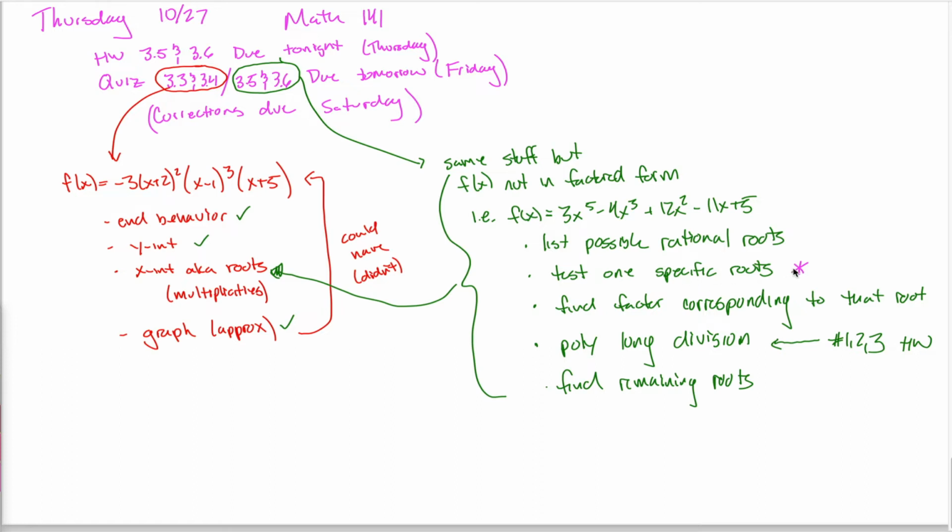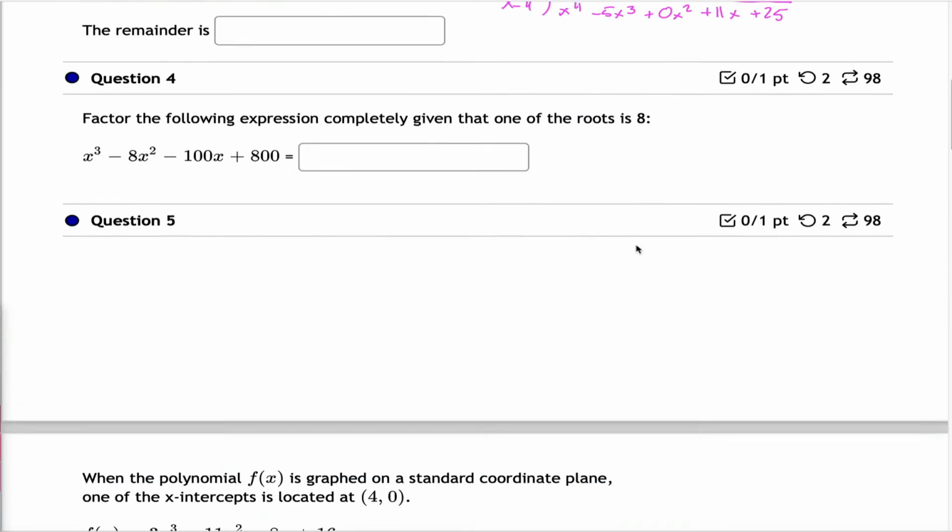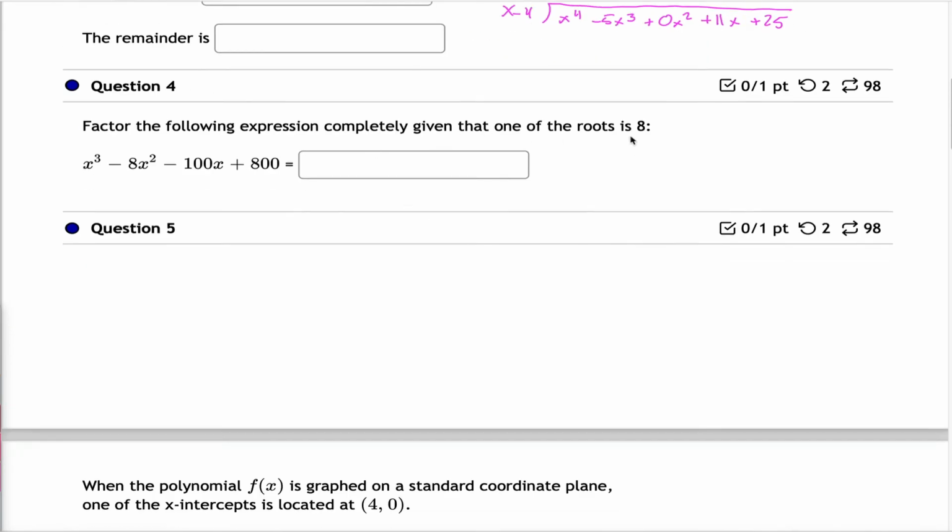That's a root. Cool. If 8 is a root, then you have to find a factor corresponding to that root, and that factor is x minus 8. So what you do up here is, once you figure out that you have a root at 8, that means x minus 8 is a factor. That's really important. And I talk about why that works in the video, but maybe for the sake of brevity, I'll just say, yeah, you understand all that? If x minus 8 is a factor, I can do polynomial long division. I can take x minus 8 and divide it into this polynomial. X cubed minus 8x squared minus 100x plus 800.